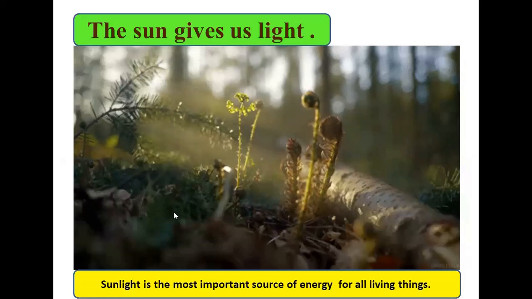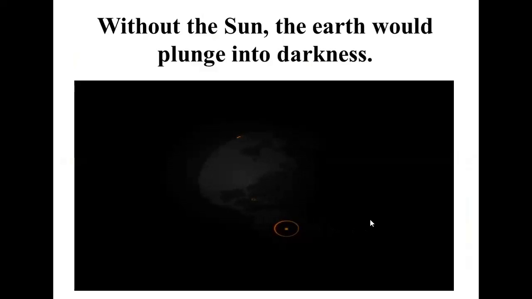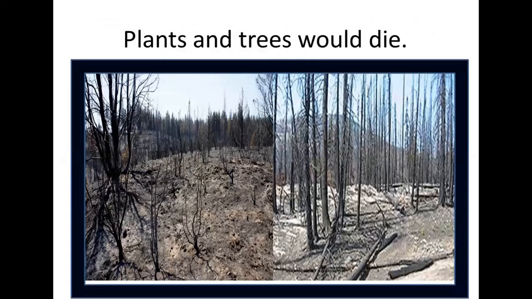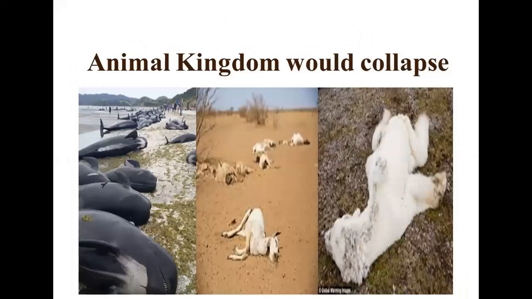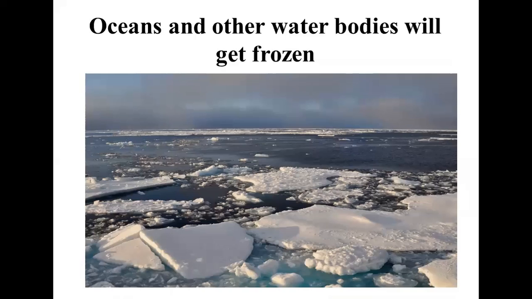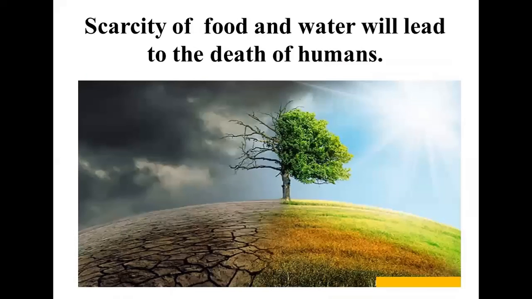Sunlight is the most important source of energy for all living things. Without the sun, the Earth would plunge into darkness. Plants and trees would die away. The animal kingdom would collapse. Oceans and other water bodies will get frozen. And finally, the scarcity of food and water will lead to the death of humankind. So sunlight is essential for the sustenance of life on Earth, and we cannot think of life on Earth without the sun and its energy.